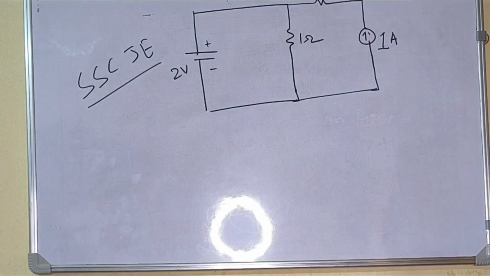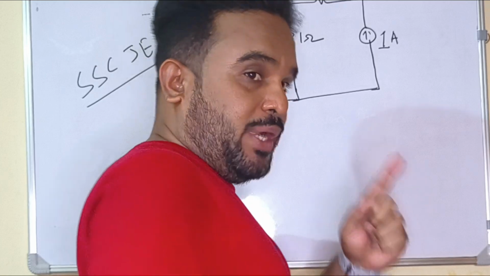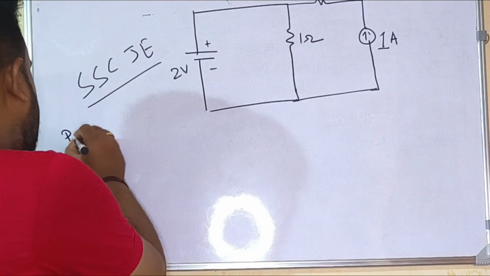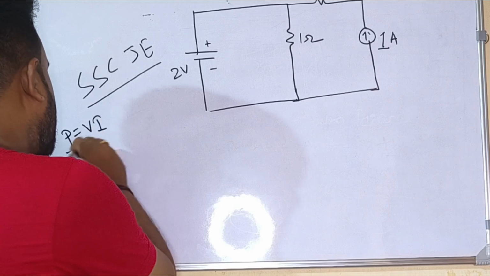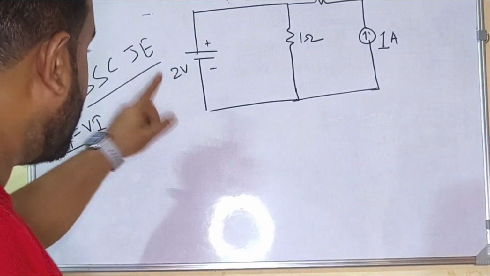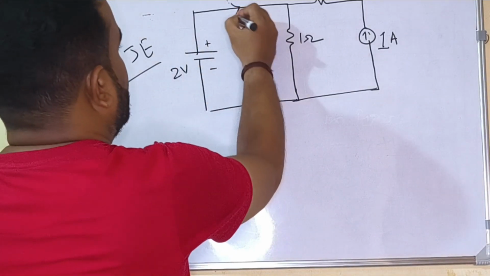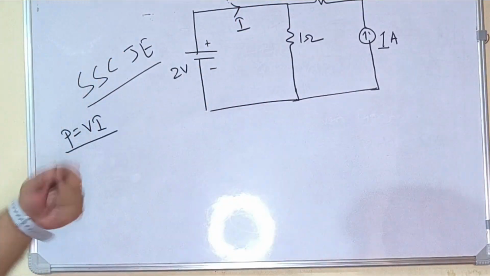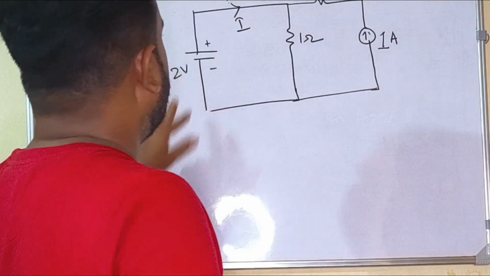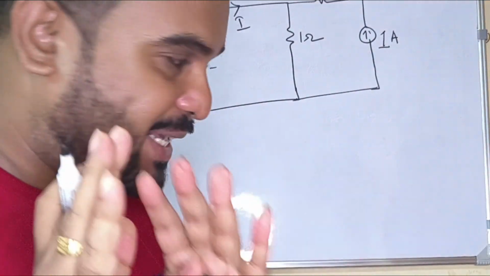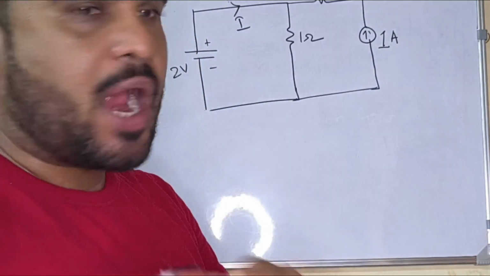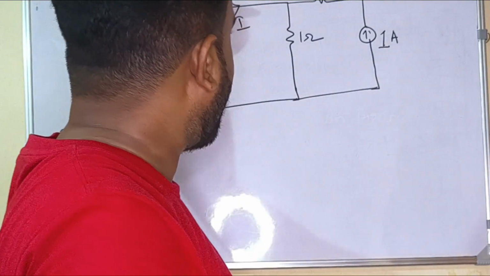We will solve. So for calculating the power, we know the formula is P is equals to V into I. Here V is there, and we have to calculate the current so that we can find the power. Clear? So this is your voltage. If we apply KCL, Kirchhoff's current law. What is Kirchhoff's current law? Incoming current is equals to the outgoing current. So this is the current I.